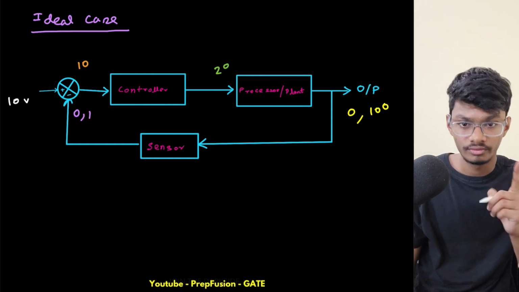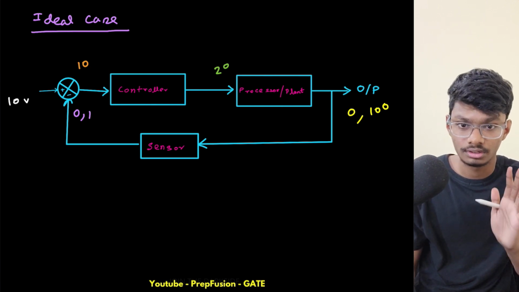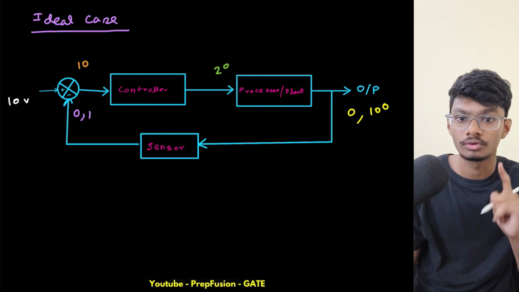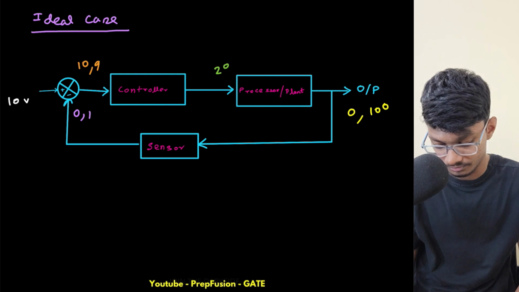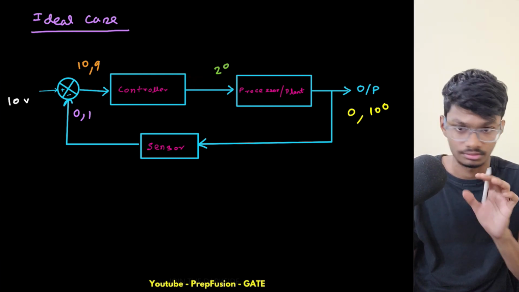Now this is 1 volt. Then what will be the signal input to the controller? The reference input isn't changing, so the input to the controller will be what? 9 volts this time. Now if the input to the controller is 9 volts, what will be the output? Output will be 18. Linear scale, right?